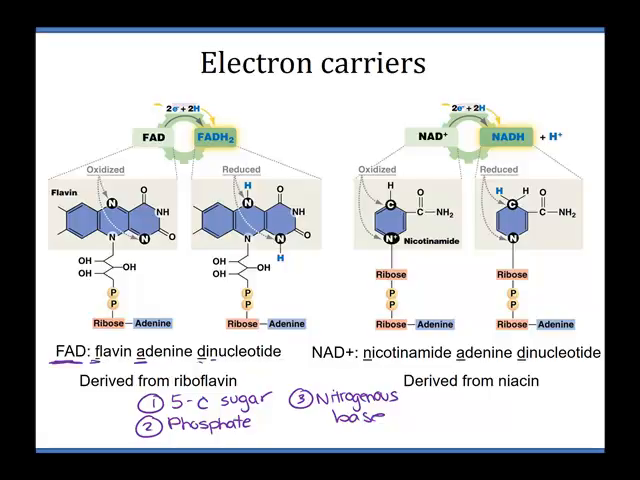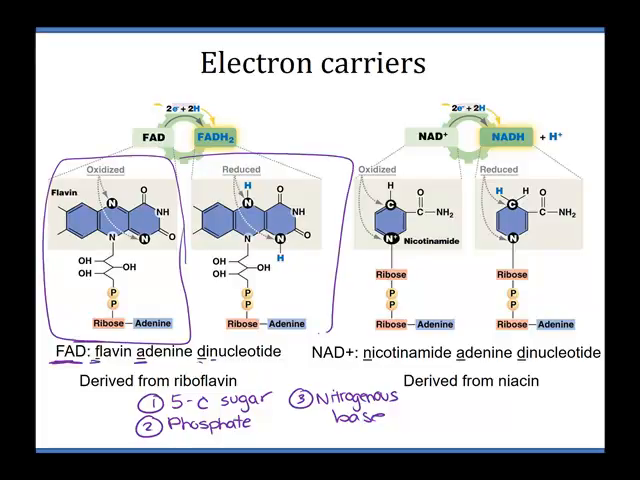So when we look at FAD in particular, here's one form of FAD. This is the oxidized form. This one over here is the reduced form. Here we have ribose, our 5-carbon sugar. There's adenine, the nitrogenous base, and there's our phosphate group. But look, there's another phosphate group. This is a sugar right here, I promise you. And then this is a nitrogenous base. There's 2 nucleotides, hence dinucleotide.